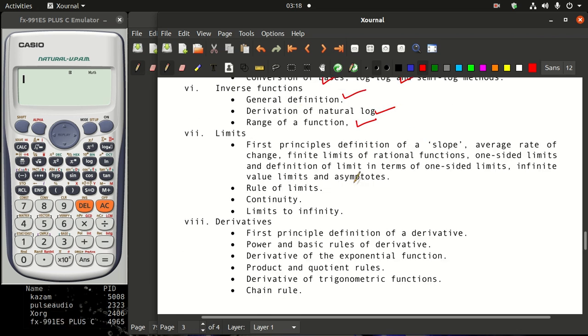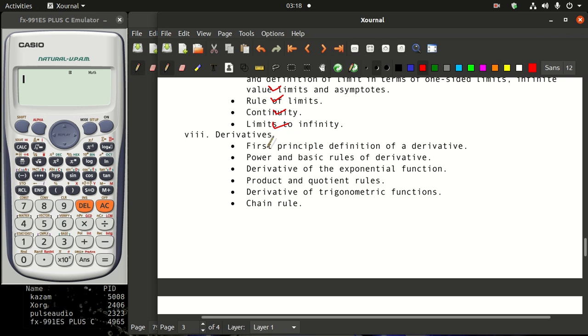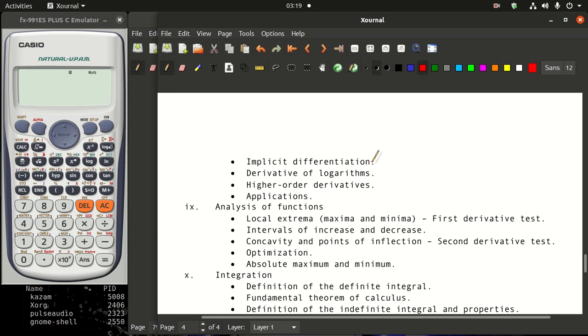And then we did limits to infinity, continuity, rules of limits, value of limits, and asymptote. We talked about all of this. And then we went to derivatives: first principle, power and basic rules, derivative of exponential functions, product and quotient rule, derivative of trigonometric functions, the chain rule. We did all of that. And then implicit differentiation, we did that. And we did derivative of logarithm, higher order derivatives, applications, we did that.